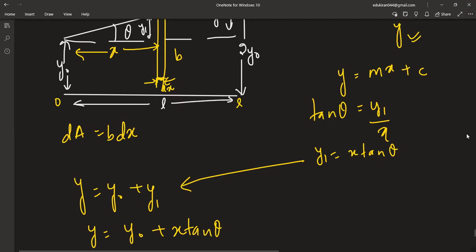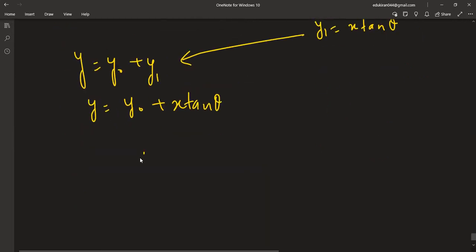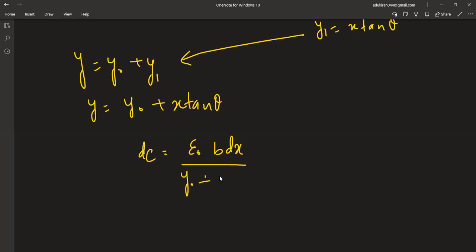So you have the value of y over here. You have y, you have dA. Now substitute. So what is your value of capacitance? dC will be epsilon naught, instead of dA I will write b dx, instead of y I will write y naught plus x tan theta. For finding the capacitance, this will be integrated from 0 to C, and this from 0 to L. This is the equation which you have to solve, and your answer will be obtained.